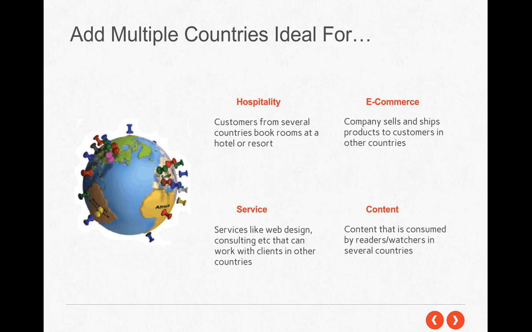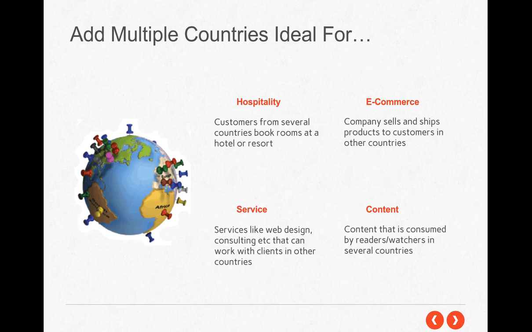Adding multiple countries is ideal for hospitality. Customers from several countries book rooms at a hotel or resort. If somebody from Paris is coming to New York City, an ad targeting people in Paris would be a good idea. You can pull some data from your analytics platform and see where customers are coming to us a lot from. Instead of targeting the whole world, maybe you see that a lot of people are coming from either London, Paris, or Shanghai, and those are the areas that you decide to target.